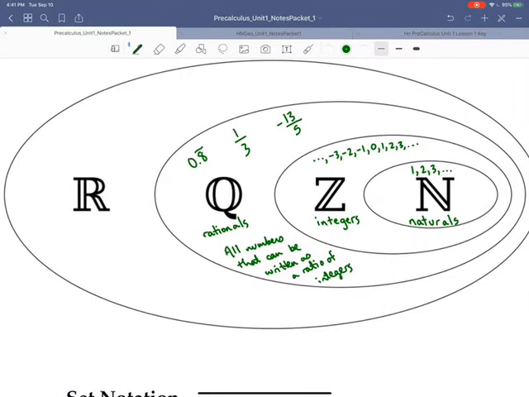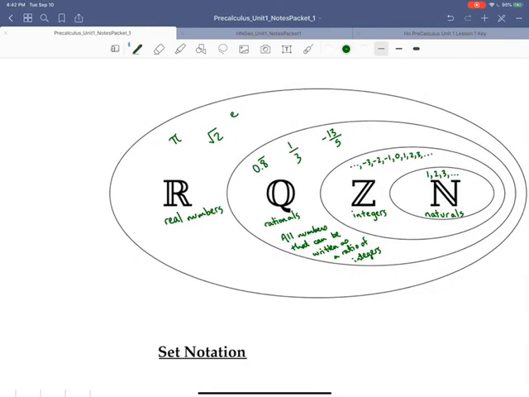And then we have the real numbers, which contain the rationals, but also include numbers like pi, the square root of 2, and e. Pi, the square root of 2, and e are all numbers that have an exact location on the real number line, but they're not rational numbers because they cannot be written as the ratio of two integers. And we use a fancy R to represent the real numbers.